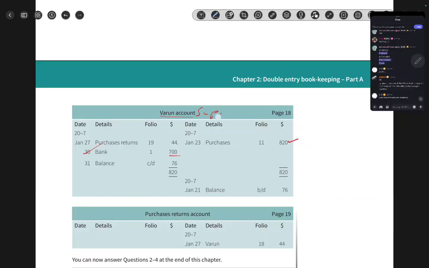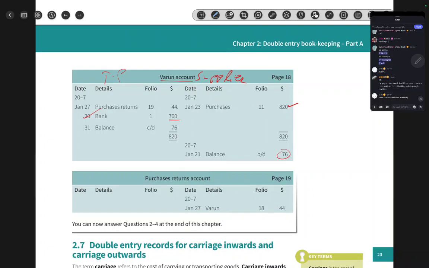This is our supplier. We buy goods from him and we return some. We pay the money, and now we owe him this much. So this is a trade payable, and it's a liability, and it's credit positive. I think I'll someday explain that too, what I mean by credit positive and debit positive and that stuff.